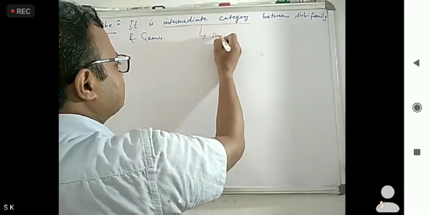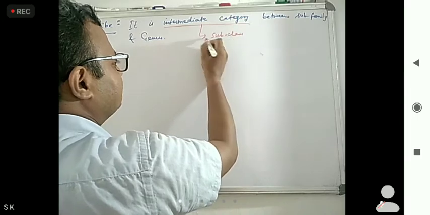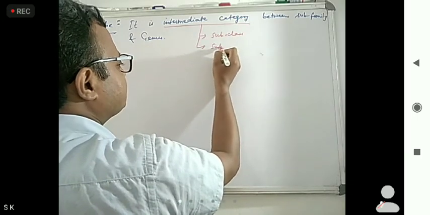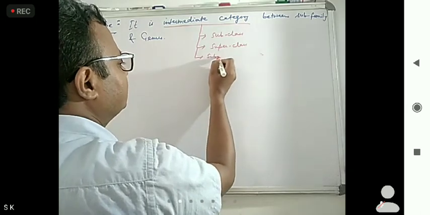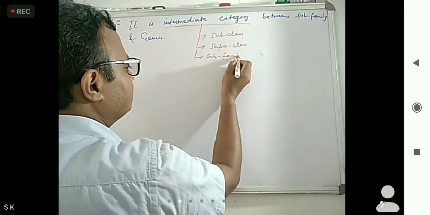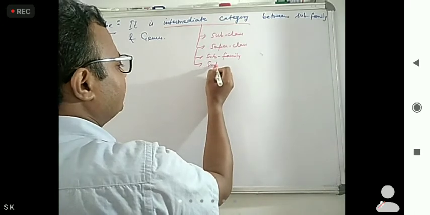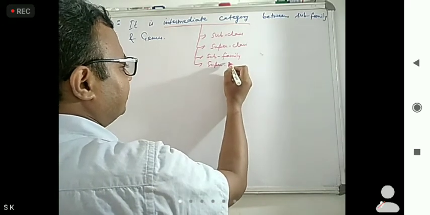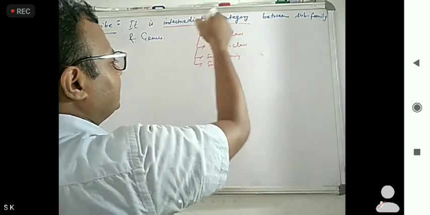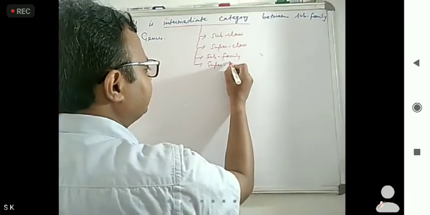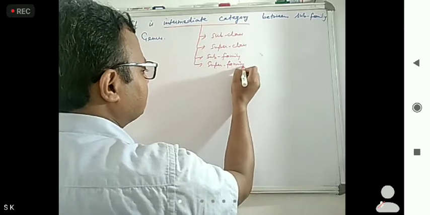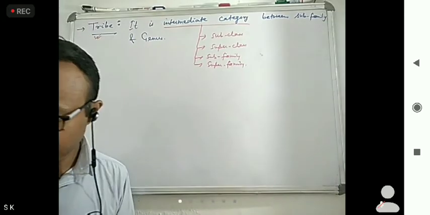So there is subclass, superclass, subfamily, superfamily. You can see that the prefix sub and super in any category denotes an intermediate category. Okay, so this is tribe.